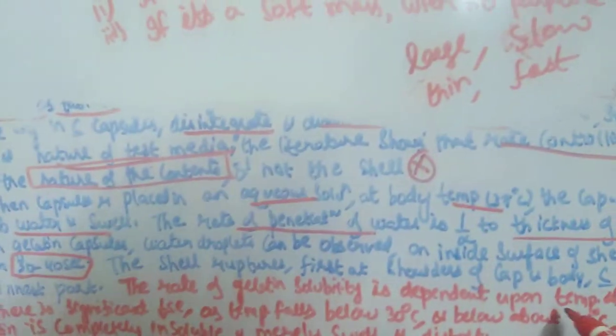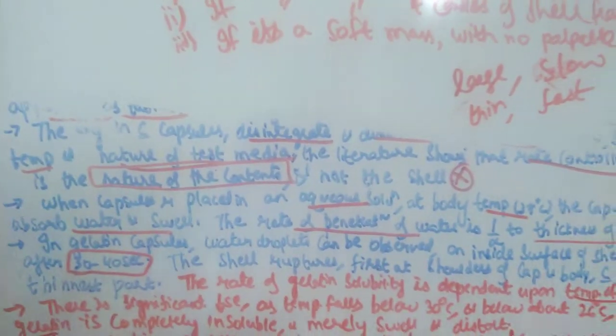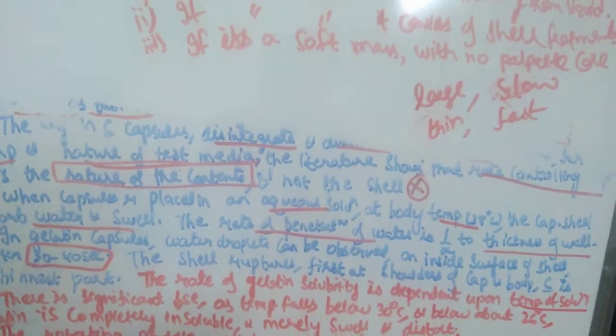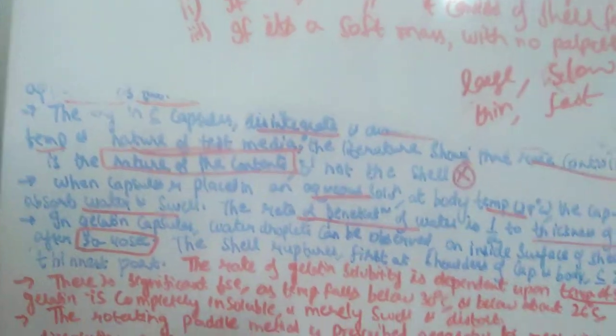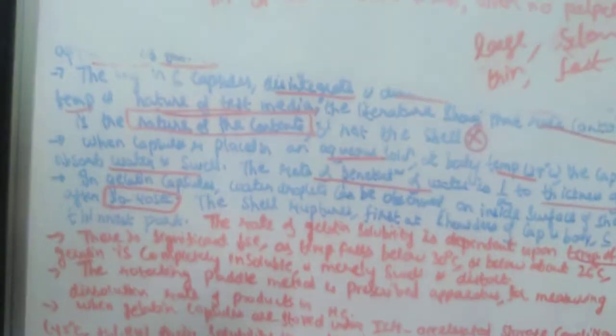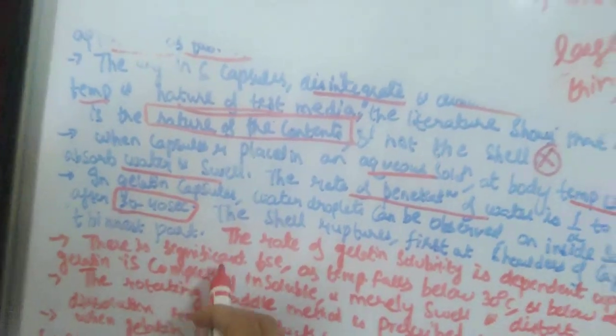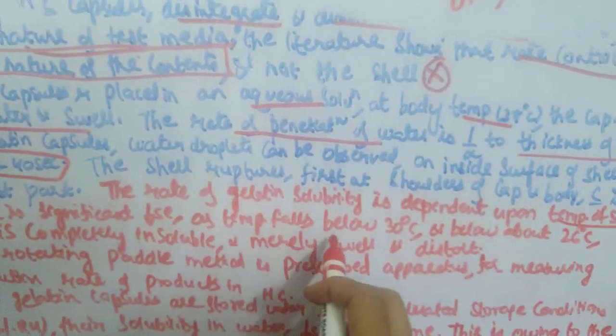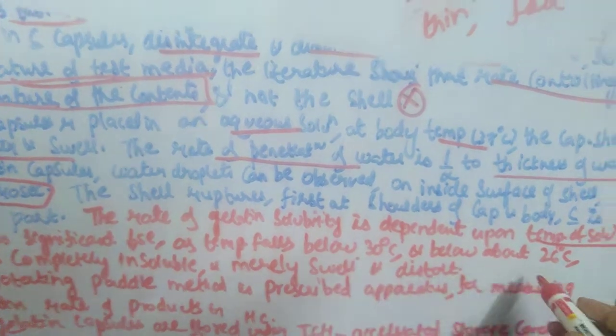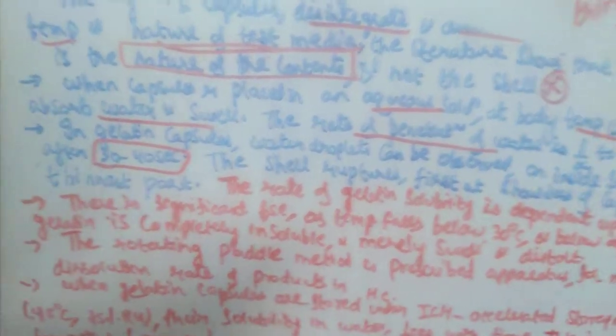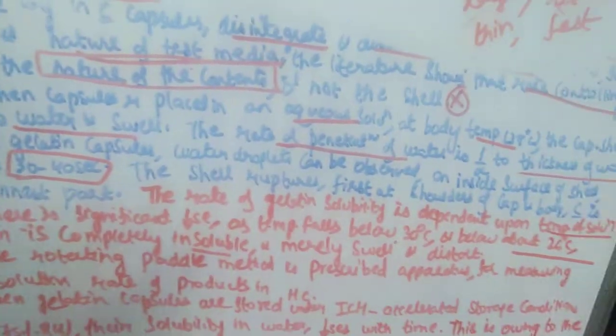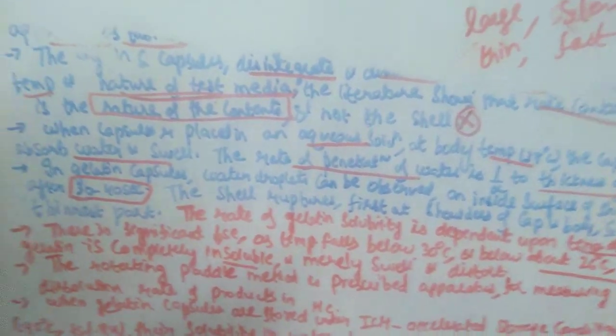And the rate of gelatin solubility is dependent upon the temperature of the solution. Okay, so the temperature decides the solubility. When the temperature decreases, the solubility decreases. So same thing here. There is a significant decrease as the temperature falls below 30 degrees centigrade. And below 26 degrees centigrade, gelatin is completely insoluble and it does not swell at all. Okay, so gelatin solubility is temperature dependent.